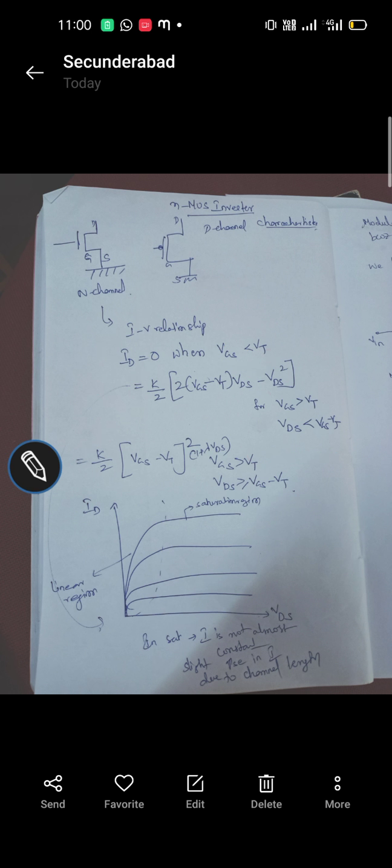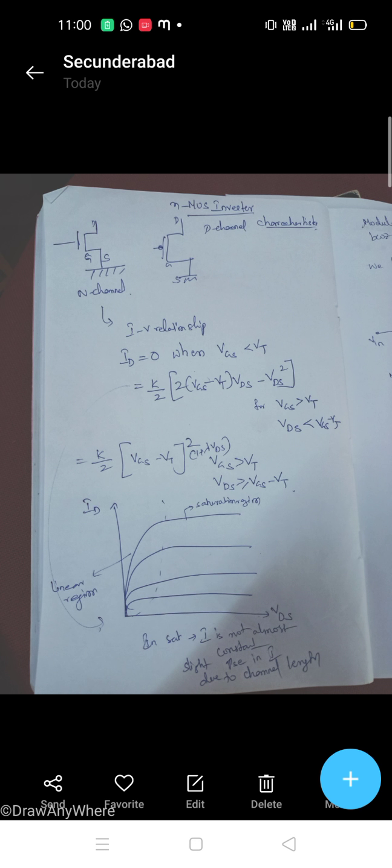And coming to the ID versus VDS characteristics, we have a graph just like this. This part is called the linear region and this part is called the saturation region. In the linear region, as VDS is increasing, ID is also increasing.